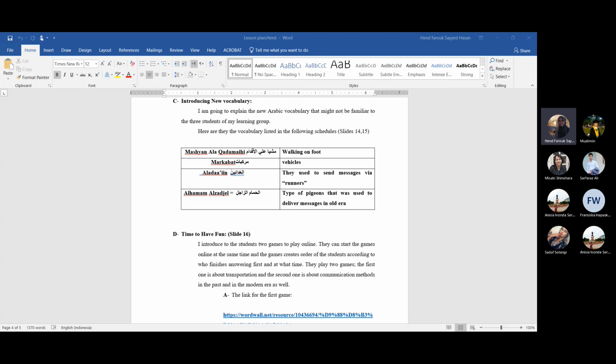Then this is the text. Actually, am I supposed to translate it? Actually, it's translated in the, what's it?